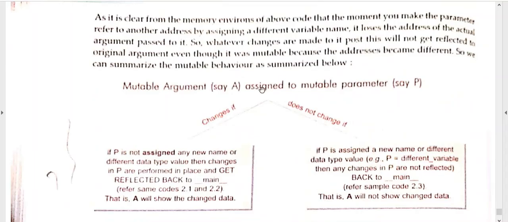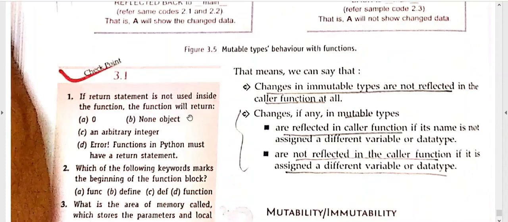So here your chapter is finished. What he is trying to say is that changes in an immutable type, if you are using an immutable value, a variable directly, then the values will not be changed once the function call has been completed.